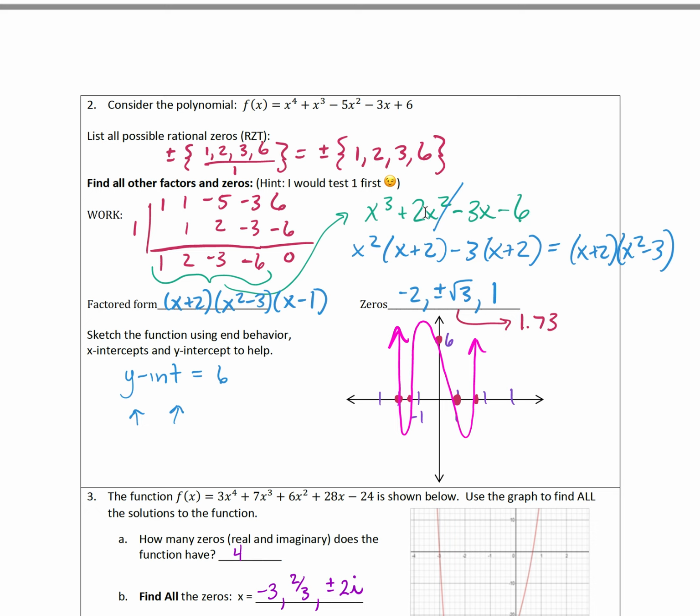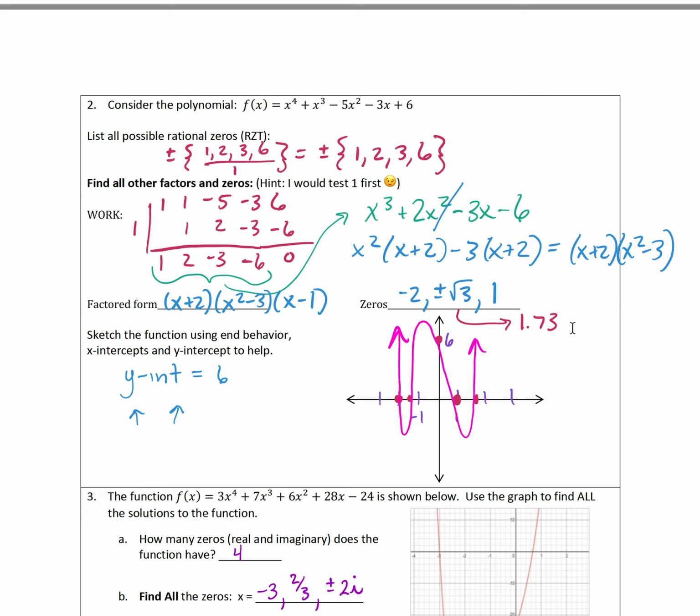So factor in x squared from the first 2, factor in -3 from the second 2, and all of a sudden you get this. So now we know x minus 1 from here, x plus 2 from there, and x squared minus 3 from the grouping. Now, those are the factors. Now we need to know zeros. -2, 1, and then plus or minus square root of 3.